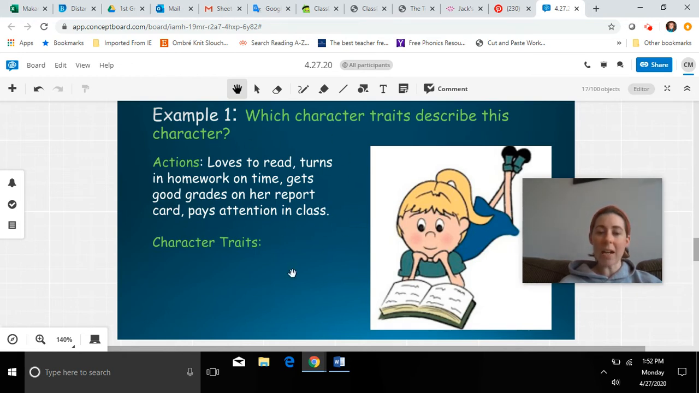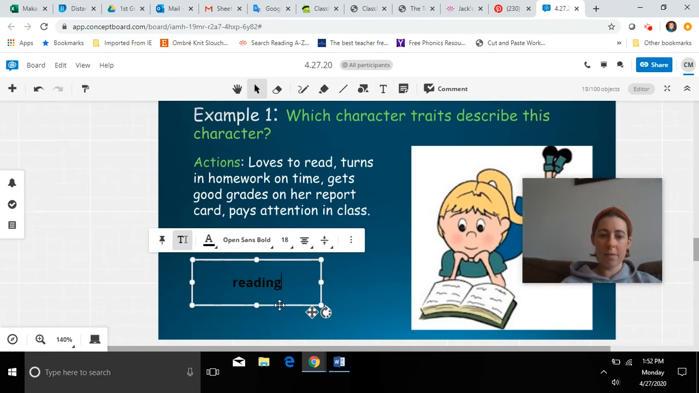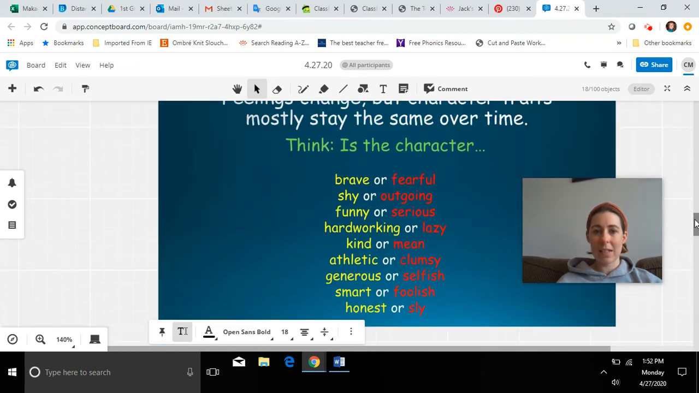Based on those actions, what could her character traits be? A character trait, we wouldn't say reading. That's something she does. That's not part of her personality, what she is inside. Let's go back to our character traits list.